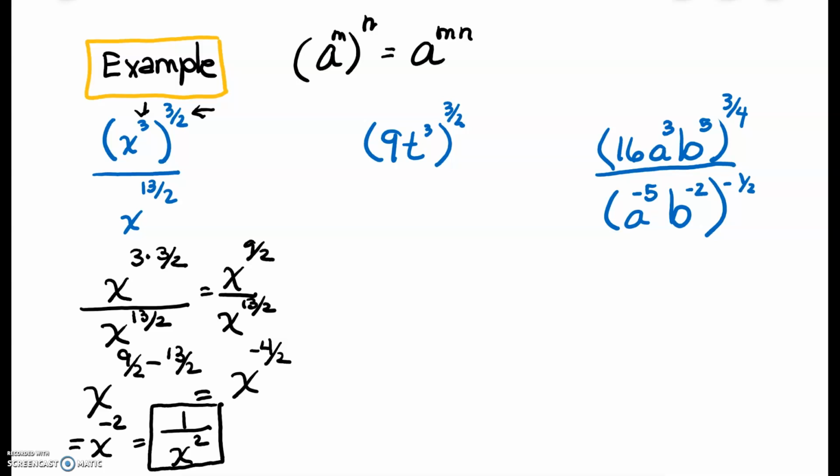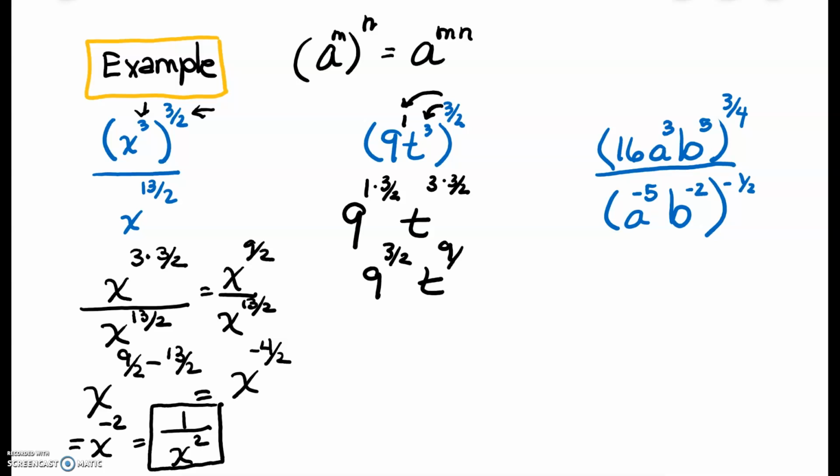All right, so how do you work something with a number in it? Well, I want you to remember that everything in your parentheses has an exponent, even if it's not explicitly written. So I'm going to add an exponent of 1, which means I have to multiply the 1 by the 3/2 and the 3 by the 3/2. So I get 9 to the 1 times 3/2 and t to the 3 times 3/2. When I multiply the 1 by the 3/2, I get 9 to the 3/2, t to the 9/2.